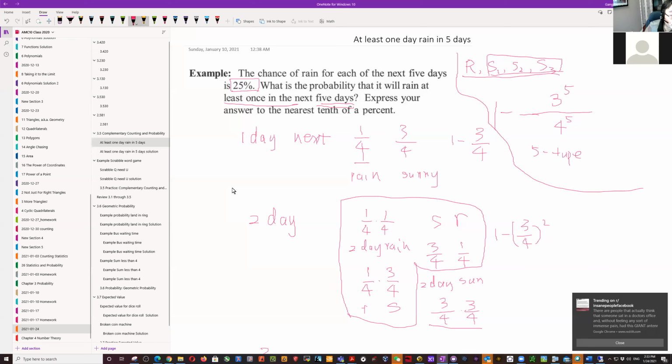And with this type of complementary problem, there is usually a keyword. The keyword you are looking for is "at least." At least is the keyword you look for in complementary counting. It's almost guaranteed. It's always at least. And so let's try to do the next problem.